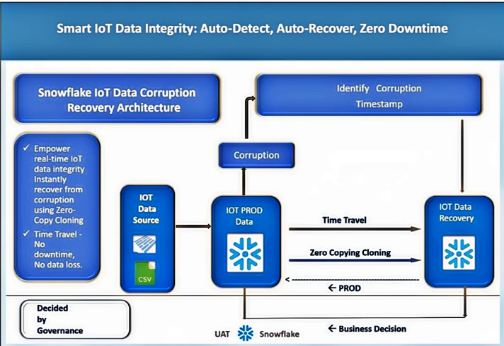Okay, so how does it actually work? Let's follow the path shown here. It starts with the raw IoT data sources, stuff coming in, maybe just files hitting storage. Right. Simple start. That data then gets loaded into your main IoT PROD data area inside Snowflake. That's your live operational data store, ready to go. And that's where the trouble can start, presumably. If corruption hits that PROD data, how does the system even spot it?